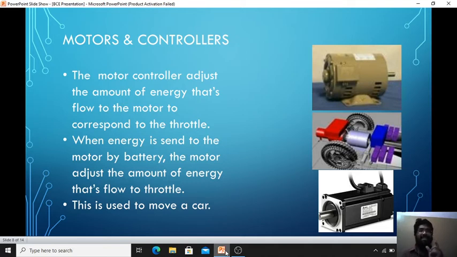Throttle is simply a device or a part of the machine, or a part of the engine, which is supposed to regulate or power the engine as required by the user, like in a steam engine, though generally it is used for the word. When energy is sent to the motor by the battery, the motor adjusts the amount of energy that flows to the throttle. Basically it just regulates. The motor is here to regulate the throttle, as the throttle is going to do some further work. This is the whole system used to move a car.